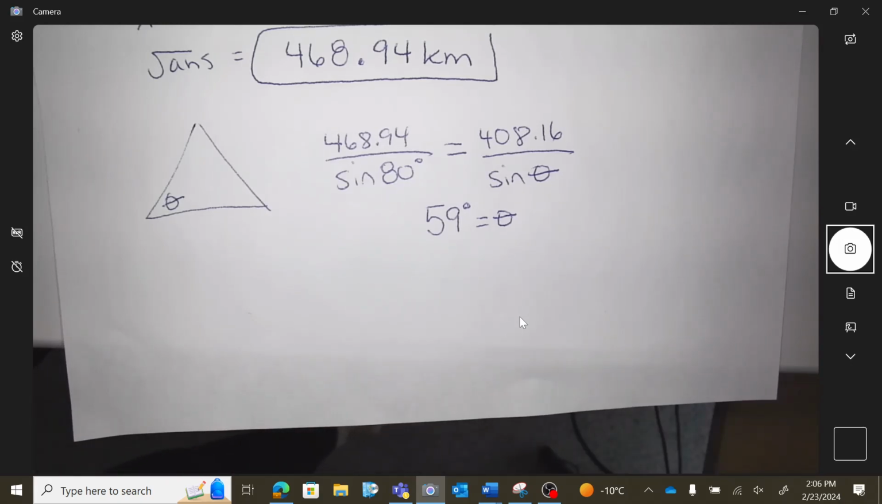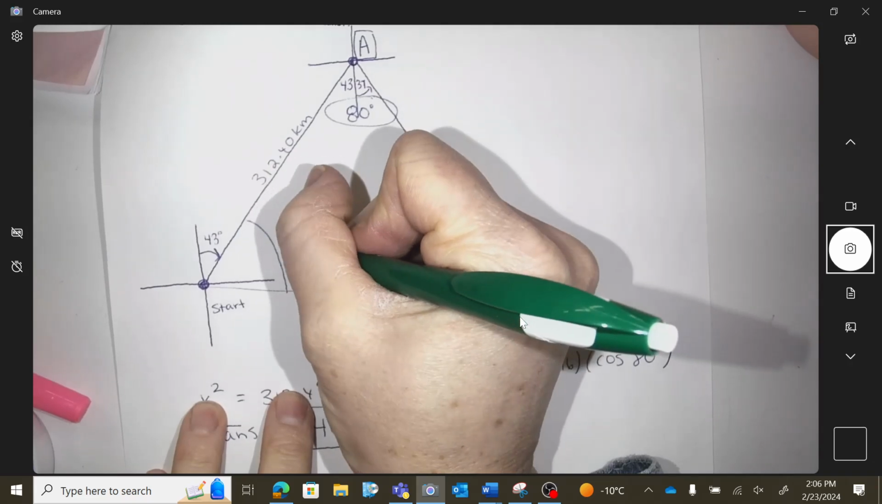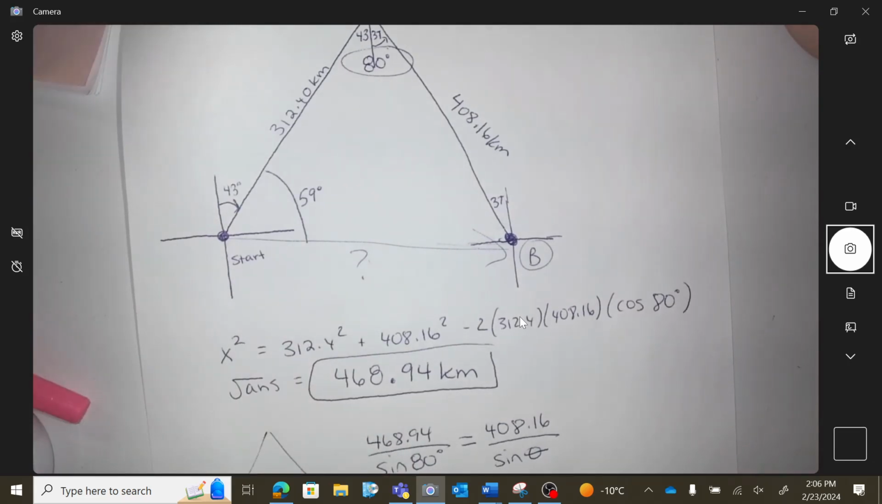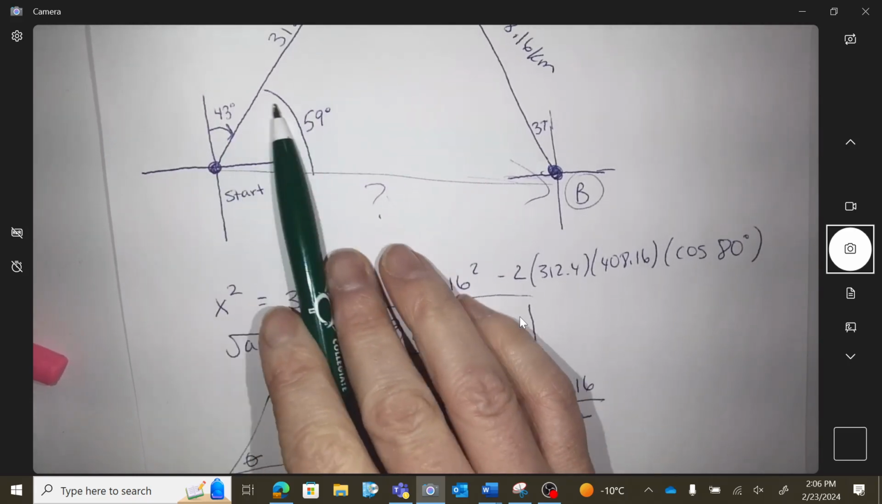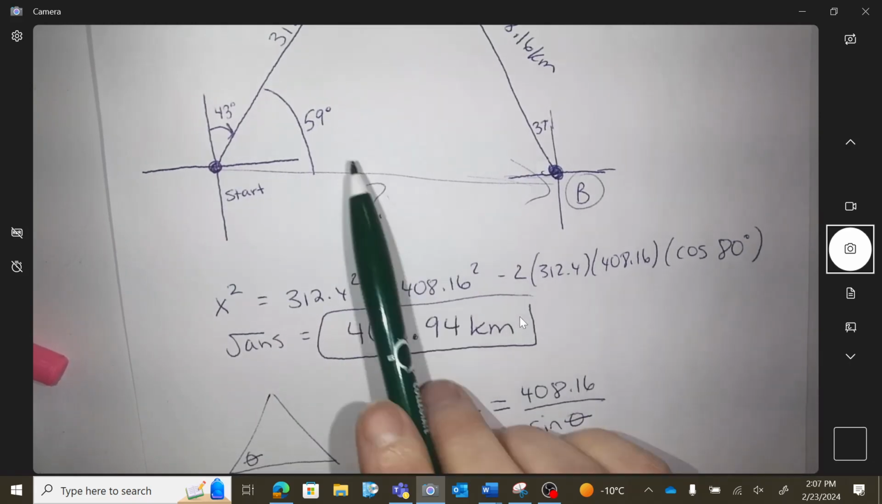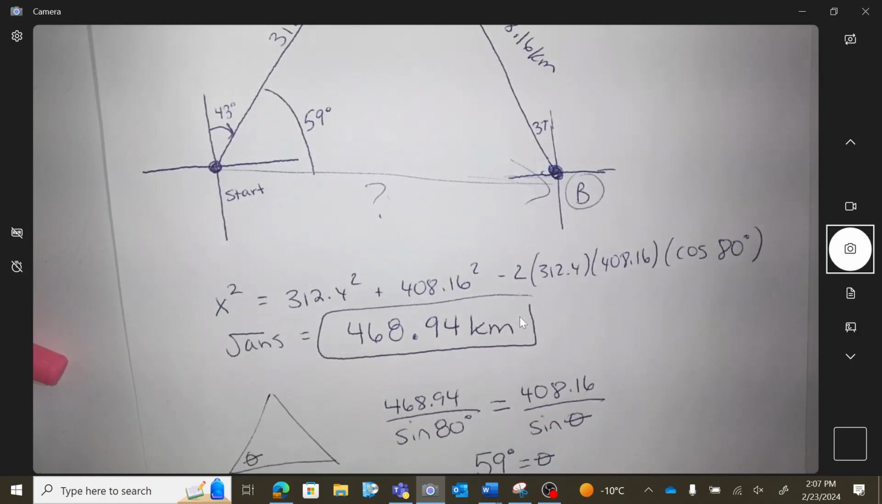59? Anybody? 59, good. Okay, so 59 degrees is that corner. So this is more than 90. So that's why I know I'm lower. I'm going south because this is more than 90. 43 and 59 make more than 90, so that means I'm going a little bit south.